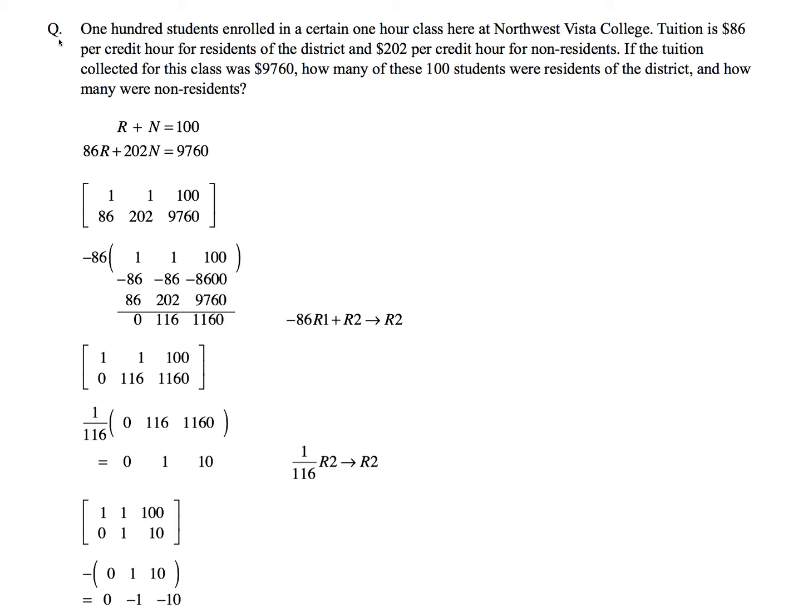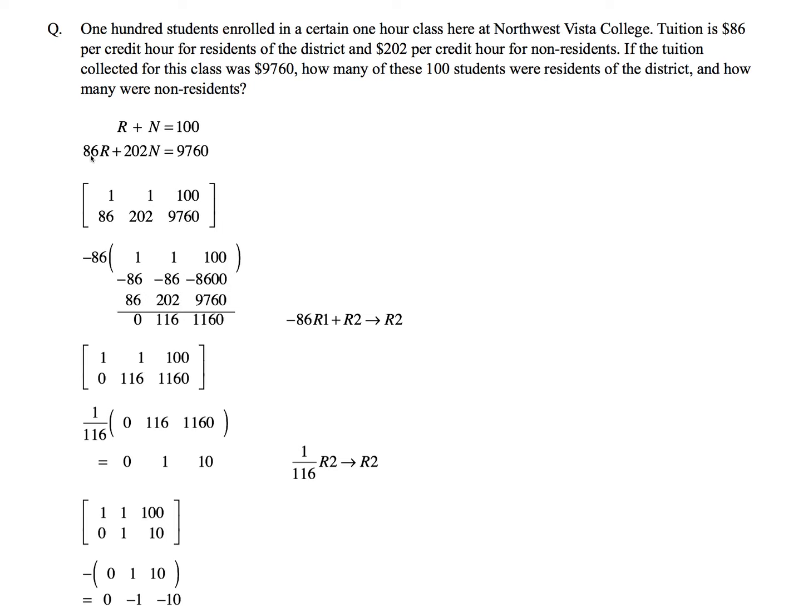So we have 100 students enrolled in a 1-hour class at Northwest Vista College, and they are paying $86 per hour if they're a resident, and $202 per hour if they're a non-resident. I've indicated the total number of students, R, the number of resident students, and N, the number of non-resident students. We don't know how many of each, but we do know that adds up to 100.